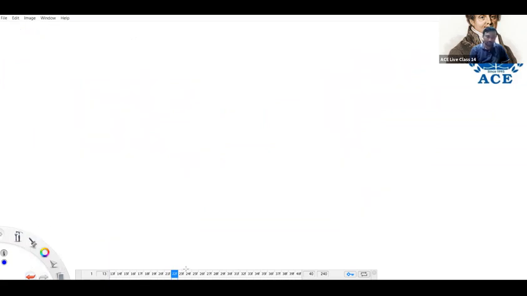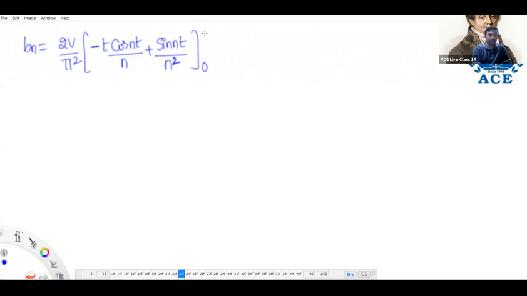So what is integral t sin nt here? Minus t cos nt by n plus sin nt by n square, over the limit 0 to pi. What is the general solution of sin n pi? 0. What is the general solution of cos n pi? Minus 1 whole power n.